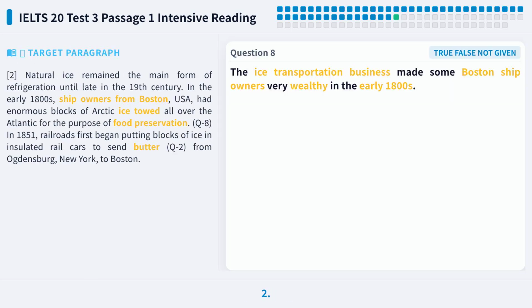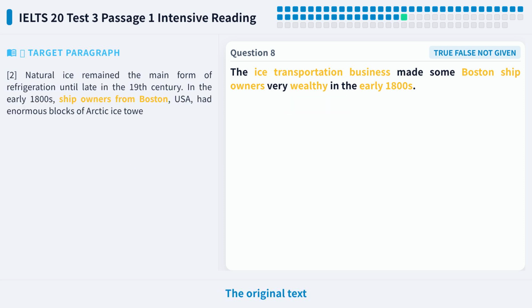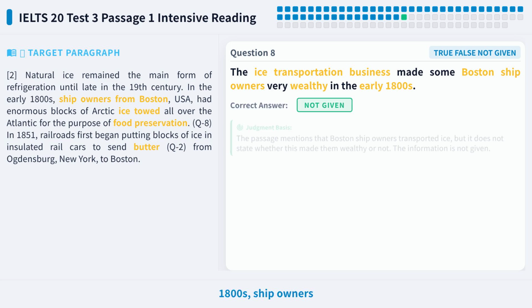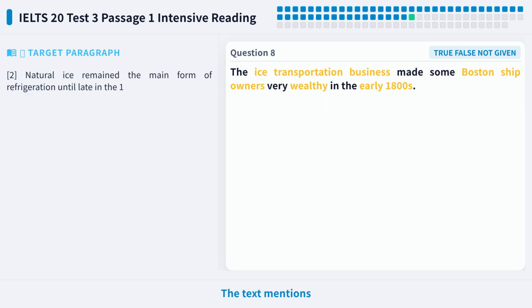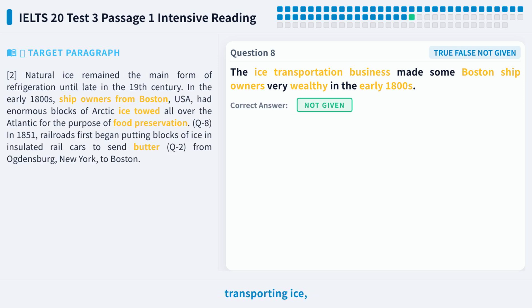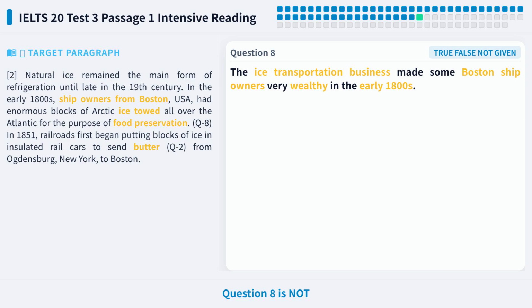Locate paragraph 2. The scanning landmark words in the text are: ship owners from Boston had enormous blocks of Arctic ice towed. The original text says, in the early 1800s, ship owners from Boston, USA, had enormous blocks of Arctic ice towed all over the Atlantic for the purpose of food preservation. The text mentions Boston ship owners transporting ice, but it does not mention at all whether they became wealthy from it. The phrase "became very wealthy" in the statement is information not found in the text. This is a case of missing information, not a contradiction, so it is not false. So the answer to question 8 is not given.